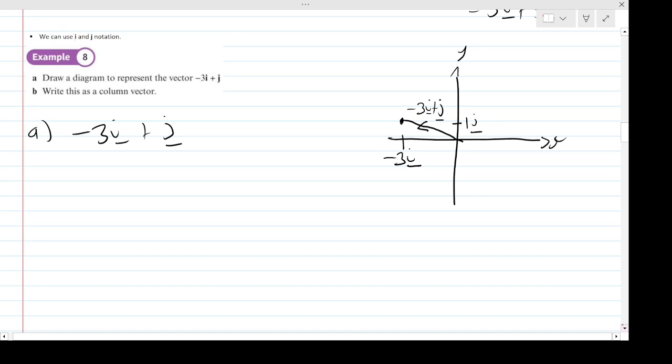Then it says for part B, write it as a column vector. So obviously we can go the other way as well. We can write the vector minus 3I and J. Well, minus 3I, minus 3 is the x part, so minus 3. And J, well, 1J, that would be 1. That's the y part. And so that's that as a column vector there.